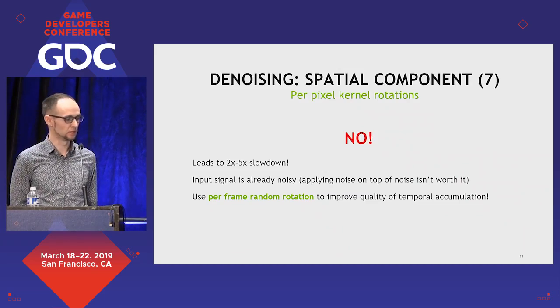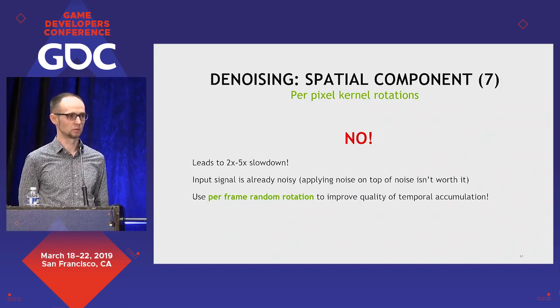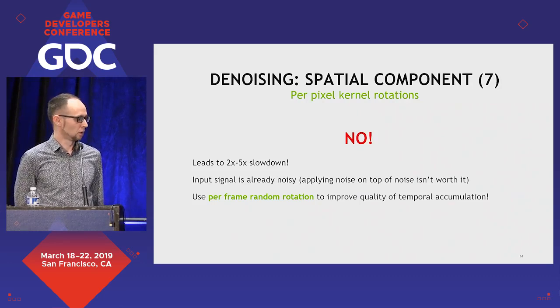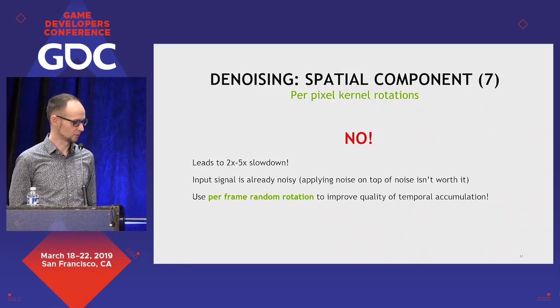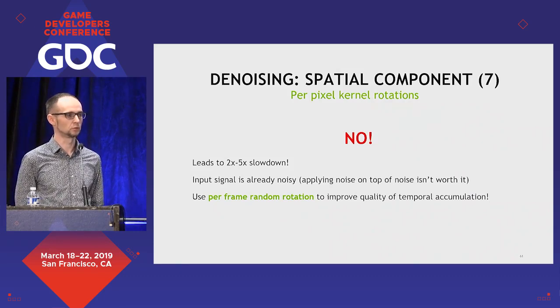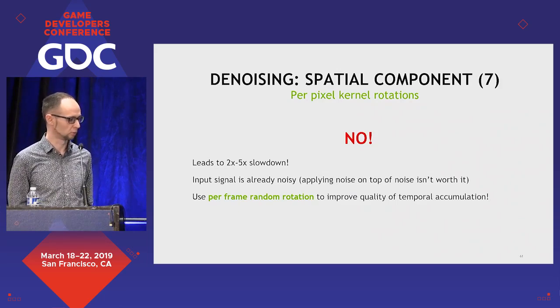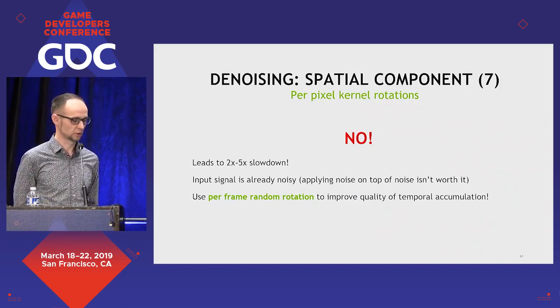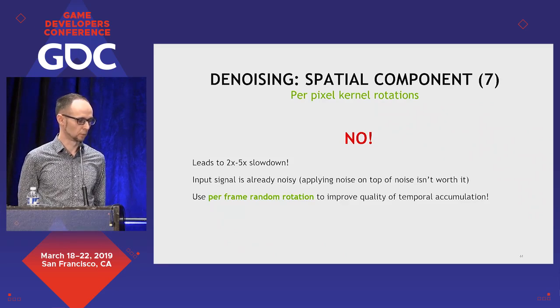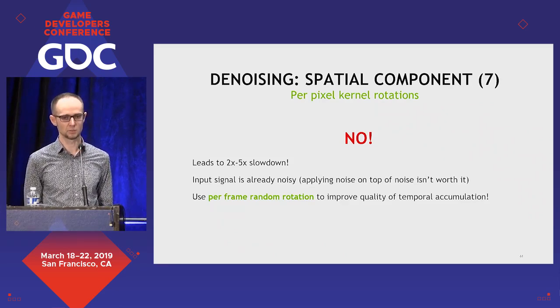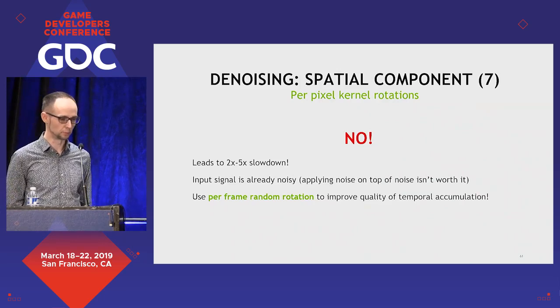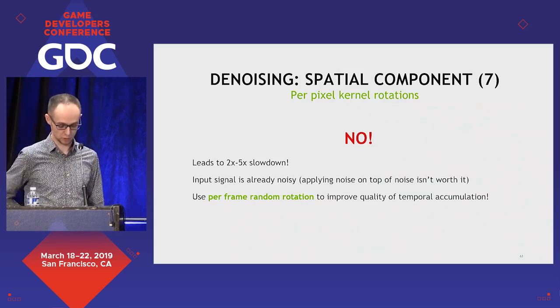There is another obvious idea floating in the air. So let's use random per pixel rotations. Just don't. It's a very bad thing. It leads to significant slowdown due to serious cache thrashing. And why? Because you can think about it like applying noise on top of noise. Our signal is already very noisy, so it's not worth it. But using per frame random rotations, which are constant for all pixels in the frame, is a good idea because it can help to improve temporal accumulation at no additional cost.